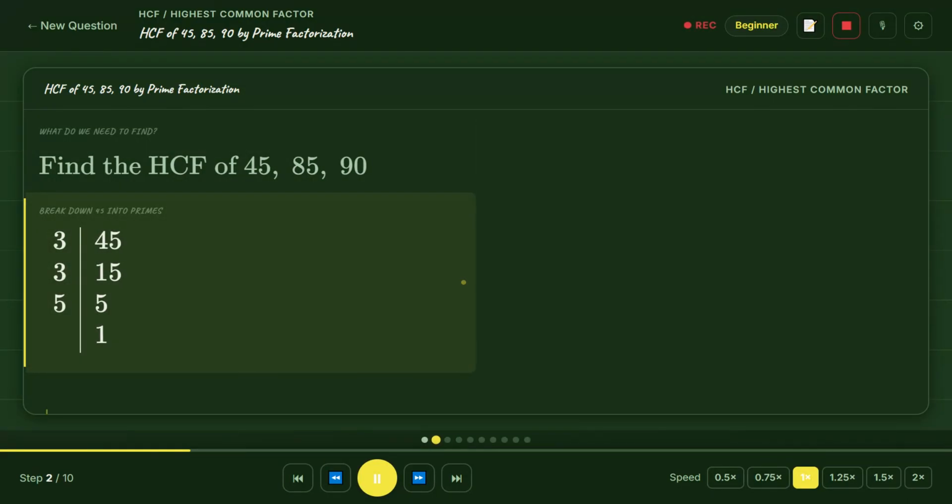Let's break 45 into tiny pieces called prime factors. 3 times 15 is 45. Then 3 times 5 is 15. And 5 is already a prime number. So 45 is 3 times 3 times 5.